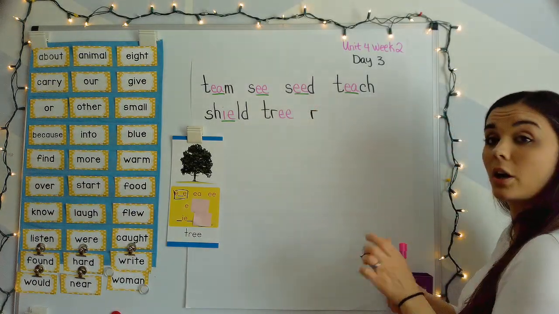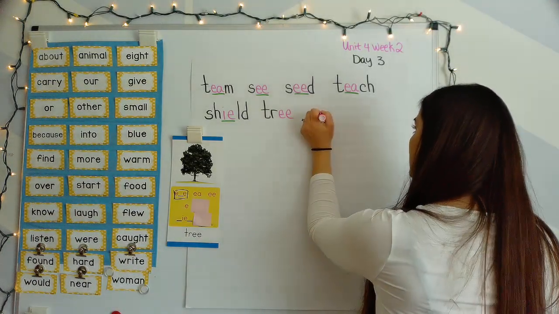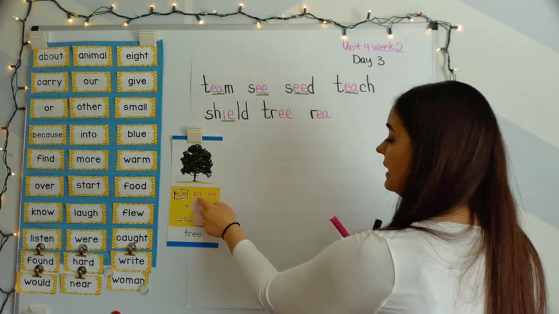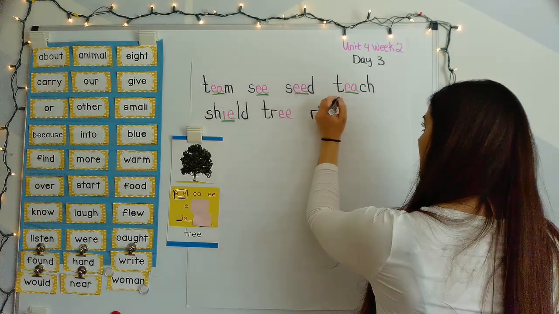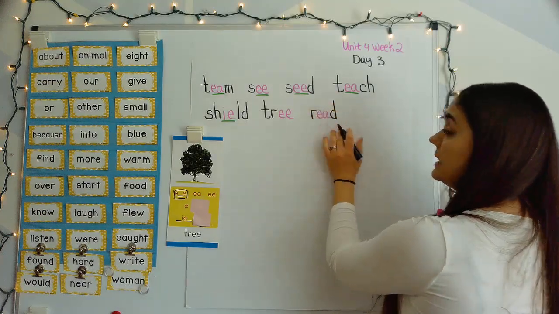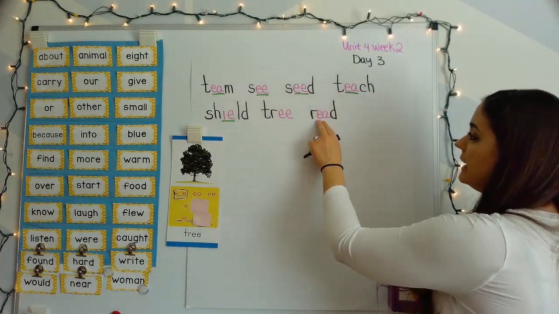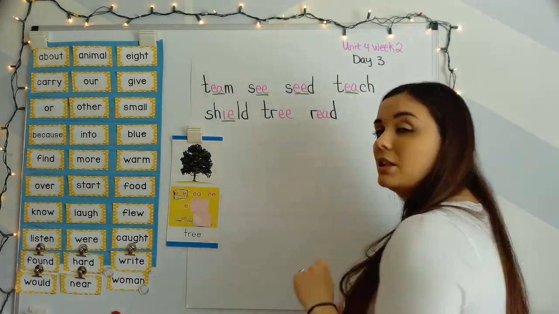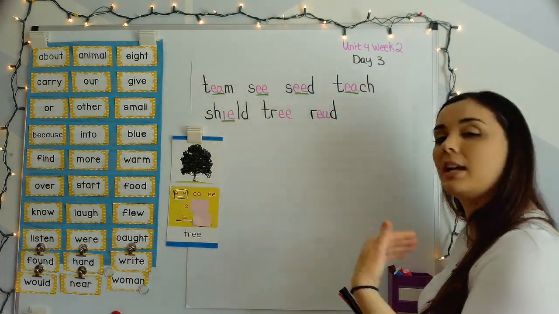R says ra. E-A, long E. D says da. Eed, read. All right. So I'm going to turn this word read, I'm going to change the meaning.